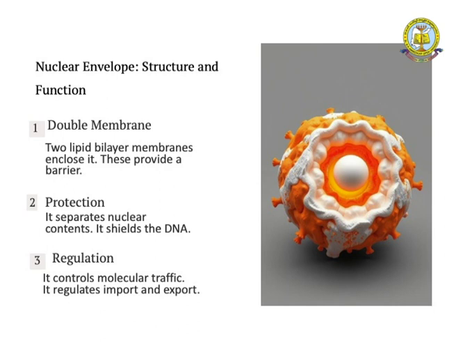The double membrane model consists of two lipid bilayers. These enclose the nucleus, providing a barrier and, at the same time, protection. Barrier means that particles, especially RNA, DNA, and some proteins, can move across the barrier structure. These are the major importance of the double membrane model. Next one is protection. The nuclear envelope separates the nuclear contents and shields the DNA.